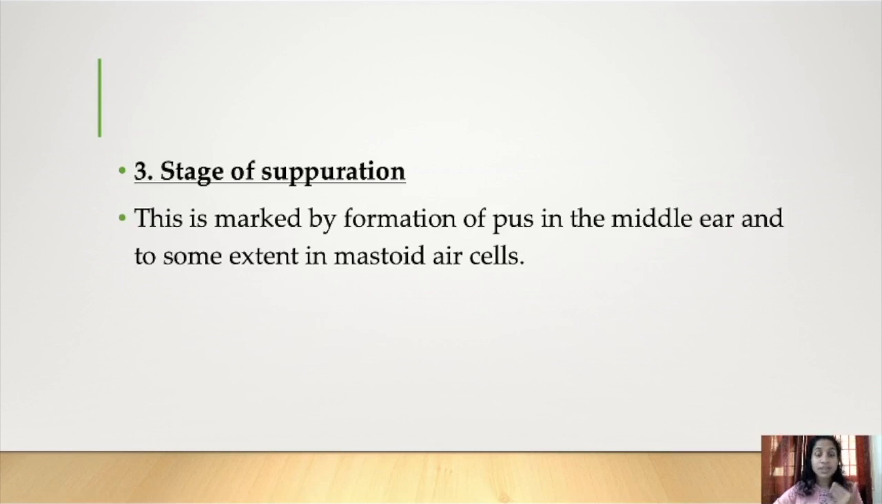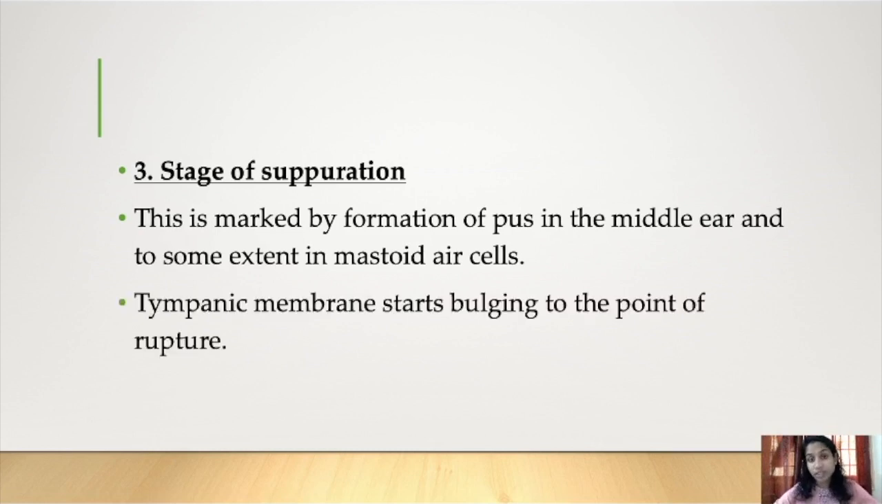Stage of separation, that is the third stage. This is marked by formation of pus in the middle ear and to some extent in the mastoid air cells also. So, stage of pre-separation, now it came to the stage of separation. In the stage of separation, pus is already formed not only in the middle ear cavity, sometimes in the mastoid air cells also. We saw that in the previous slides, right? Mastoid air spaces. So remember, there also the pus got filled. Tympanic membrane starts bulging to the point of rupture. So the tympanic membrane is bulged and it is about to rupture.